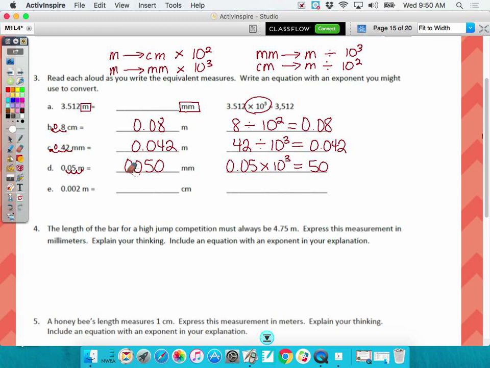Wonder why the eraser isn't working. The glitch. It's a glitch. Pen works. Now it's working.